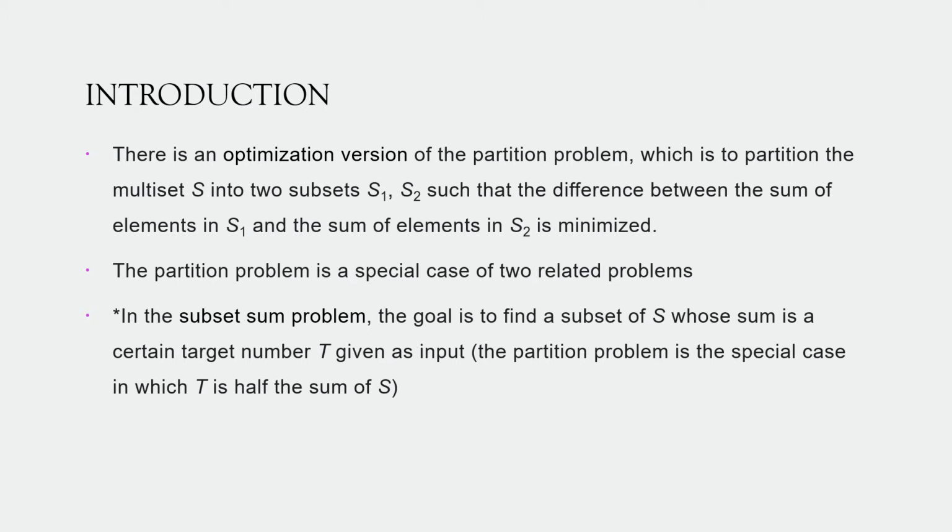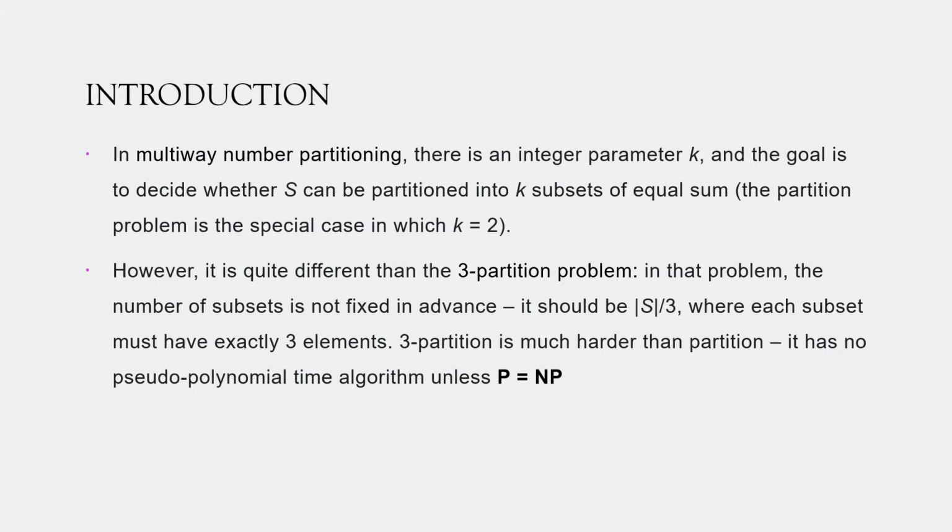In the subset sum problem, the goal is to find a subset of S whose sum is a certain target number T given as input. The partition problem is the specific case in which T is half the sum of S. In multi-way number partitioning, there is an integer parameter k, and the goal is to decide whether S can be partitioned into k subsets of equal sum. The partition problem is the special case in which k is equal to 2.